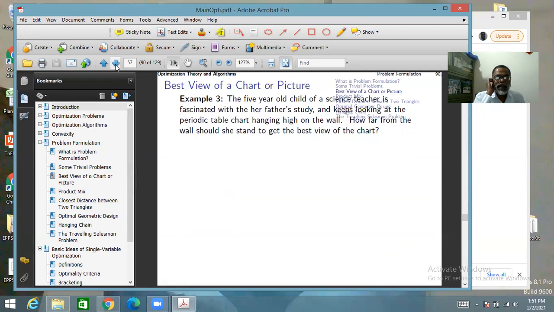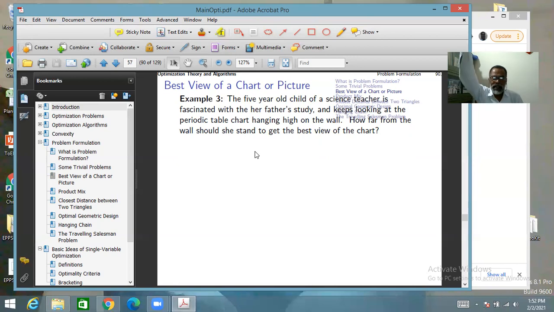Now we come to actually a very famous problem, easy but very famous problem, in the sense that it was proposed in the medieval period. Okay? Not exactly in this manner, but in some other context. I have organized the context. The 5-year-old child of a science teacher is fascinated with her father's study and keeps roaming around there and keeps looking at the periodic table chart hanging high on the wall, likes it. Okay? How far from the wall should she stand to get the best view of the chart?